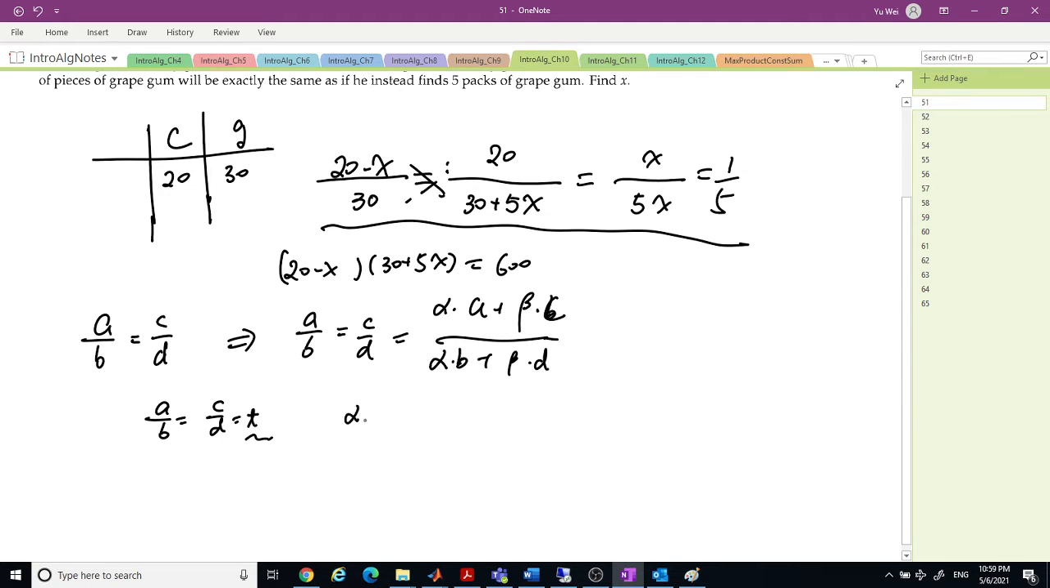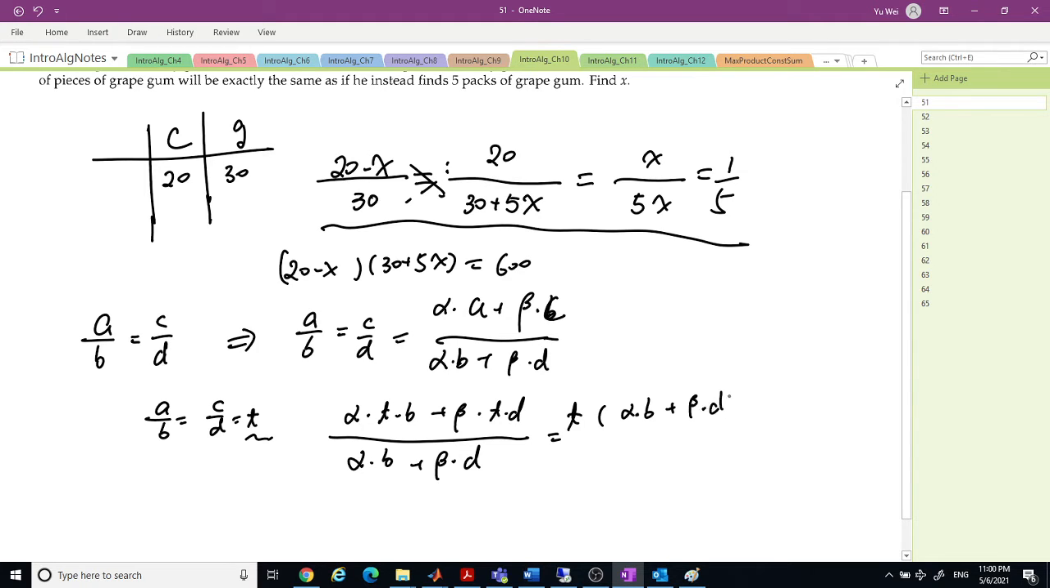So alpha times A is alpha times T times B, right? And beta times C is beta times T times D, right? Over alpha times B plus beta times D. So it equals T, since alpha times B plus beta times D divided by alpha times B plus beta times D is 1. So you can see it's still T, right?